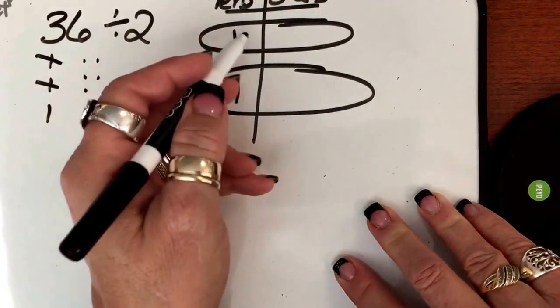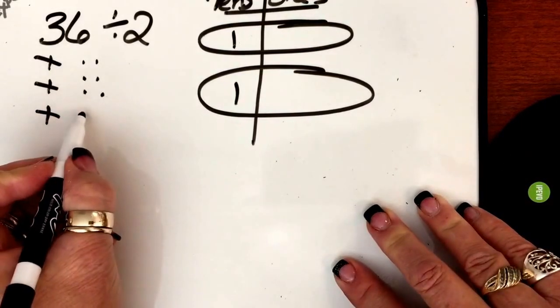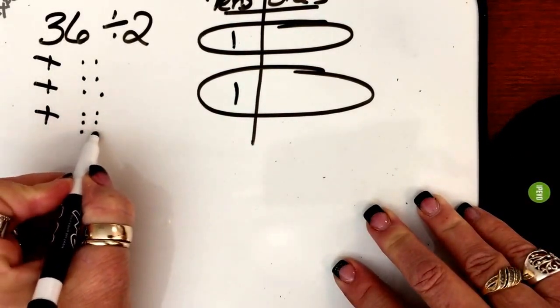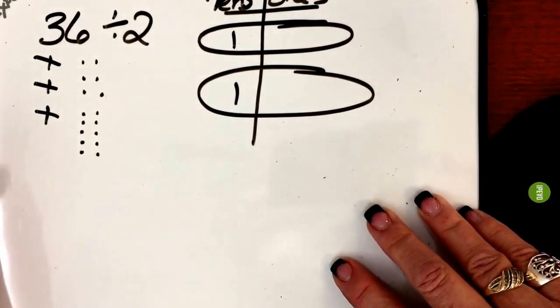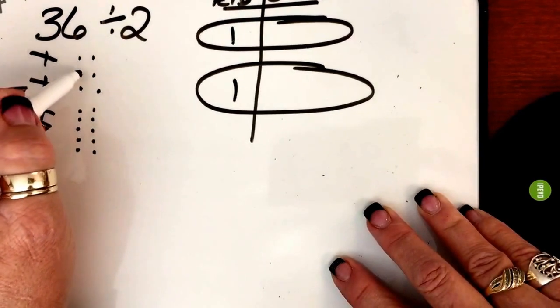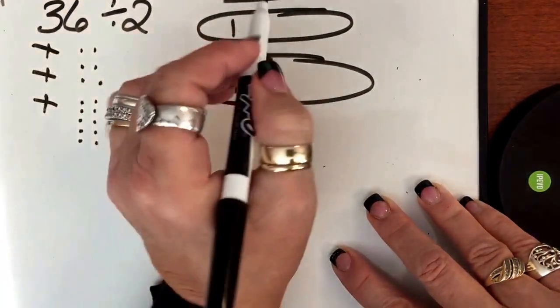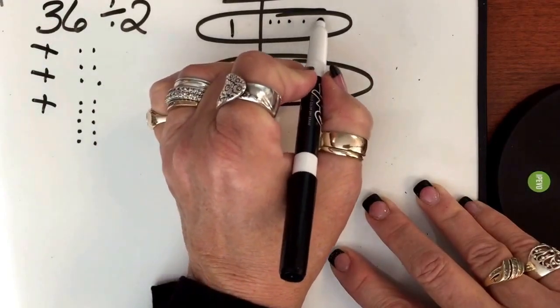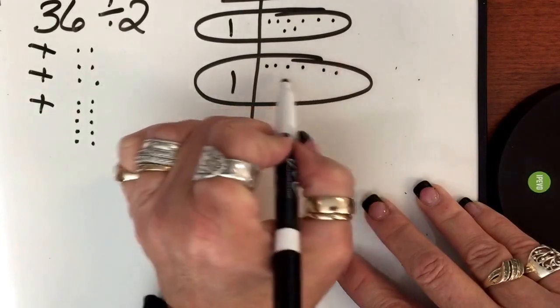So I can't just give it half of that. So I'm going to change this into my units. 1, 2, 3, 4, 5, 6, 7, 8, 9, 10. And I'm going to look and say, okay, well, here I have 1, 2, 3, 4, 5, 6, 7, 8.